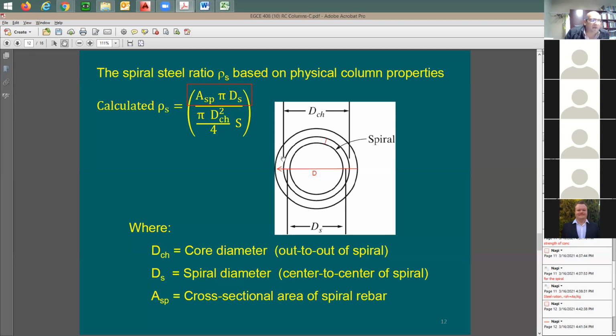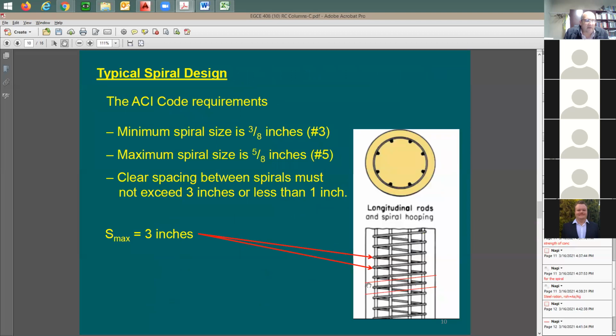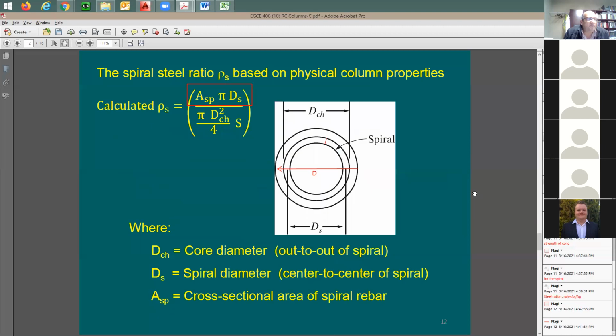The volume of the concrete within which you are putting this piece of spiral is going to be equal to, now it says the core, right? It's going to be pi times dch squared, to the outside of the core, times s, which is the vertical spacing between the spiral, divided by 4. This is the cross-section area, pi d squared divided by 4, multiplied by s, which is the height. From here to there is going to be s.